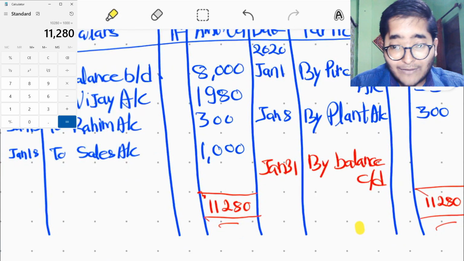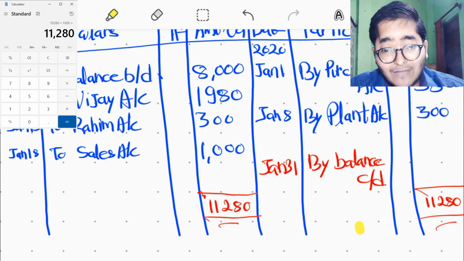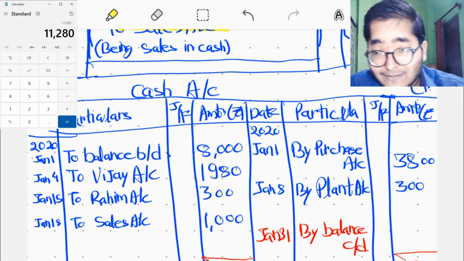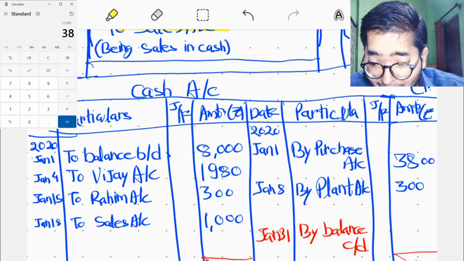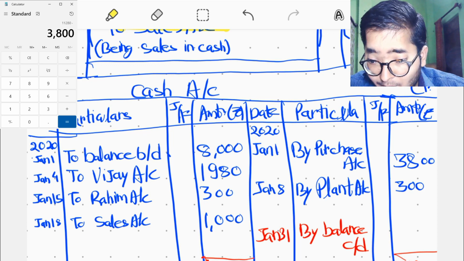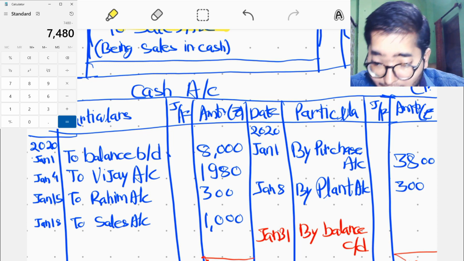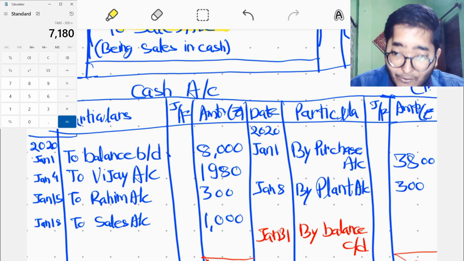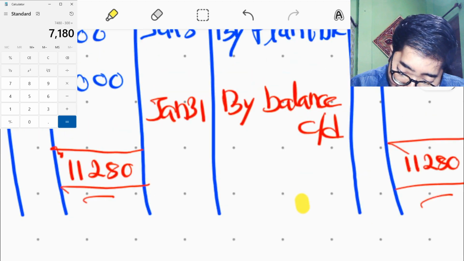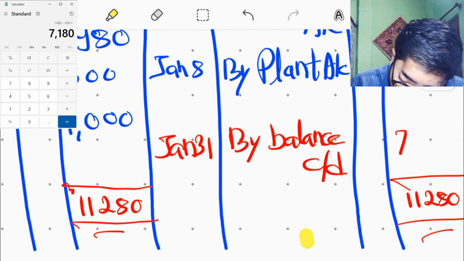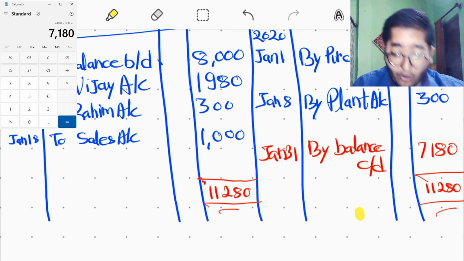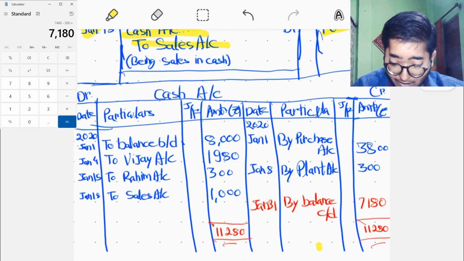So our calculation continues. 11,280 rupees minus 3800 minus 300. So our remaining balance is 7180. This is our closing balance of our cash account.